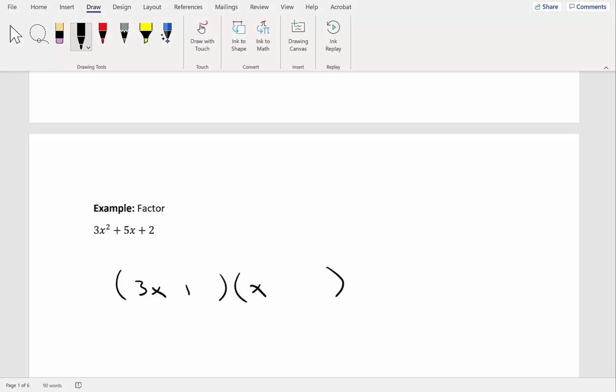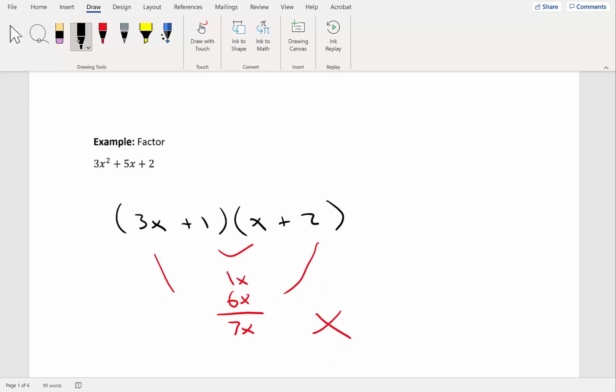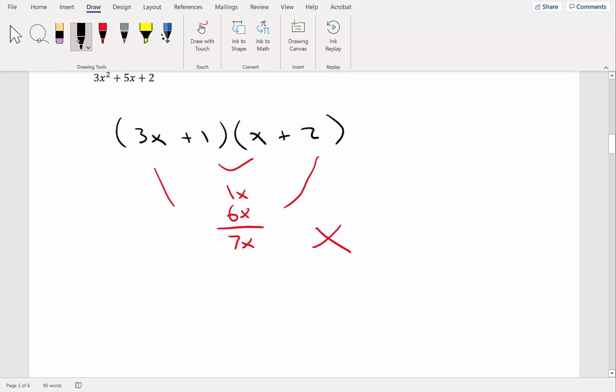So let's go ahead and try out plus 1 over here and plus 2 over here. And I'll check to see if we get the right middle term. Multiply the inside, you get 1x. Multiply the outside, you get 6x. If I add them, I get 7x, which is not the right middle term I'm looking for. I want 5x. So let's go ahead and try to rearrange those numbers.